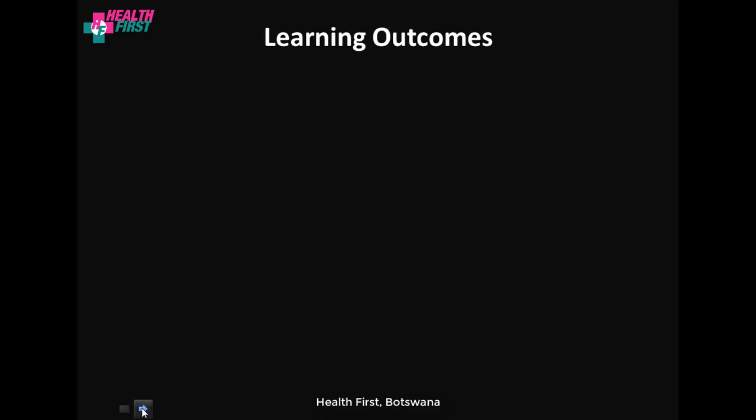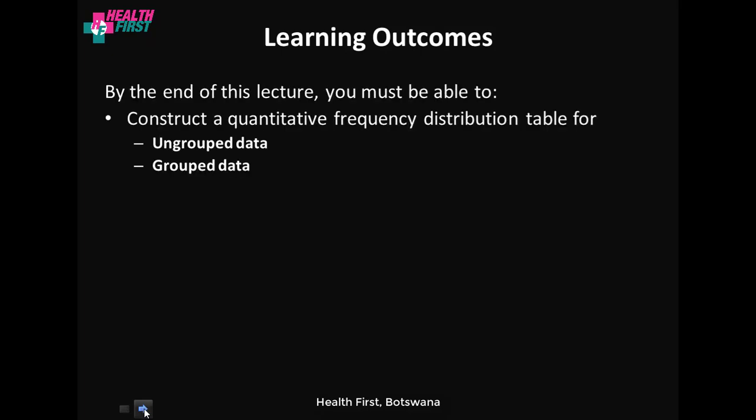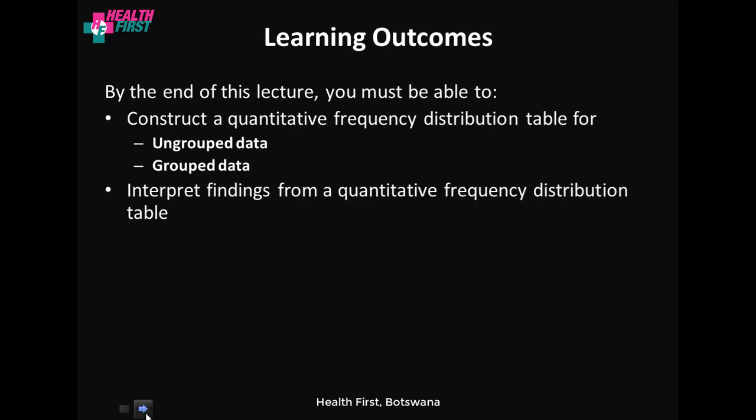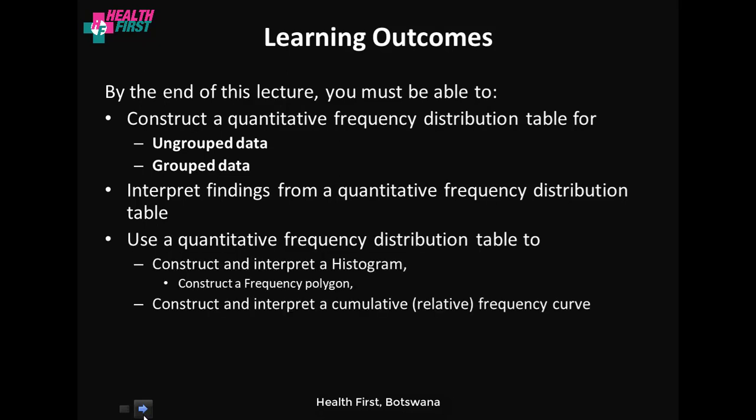So the learning outcomes. By the end of this lecture, you must be able to construct a quantitative frequency distribution table for both grouped and ungrouped data. We'll look at what this means, grouped and ungrouped data. You must also be able to interpret findings from a quantitative frequency distribution table, which we'll go through as well. And in the next video, we will look at using the quantitative frequency distribution table in order to construct the histogram and also a frequency polygon.